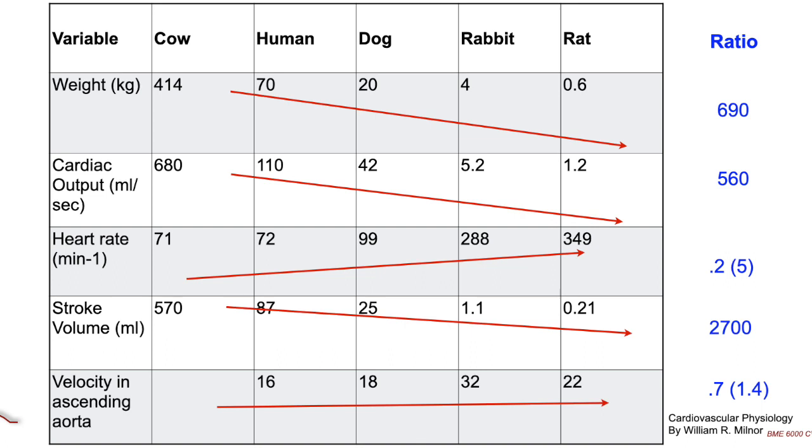So it really is like a 5-fold increase in heart rate as we go from the big animal to the small animal. And that's an interesting phenomenon that we really ultimately should be able to explain if we were to dive into this.